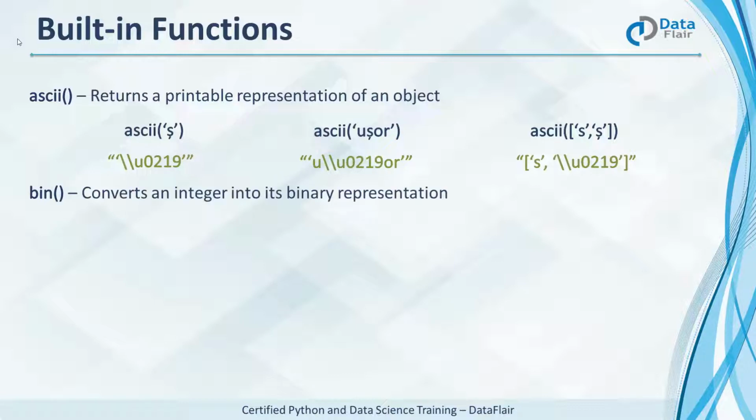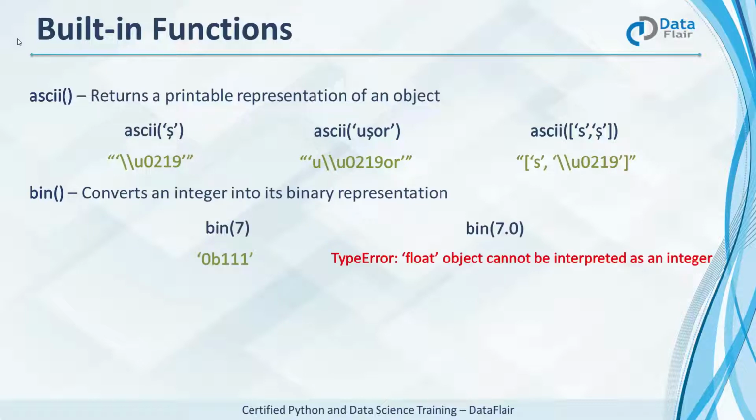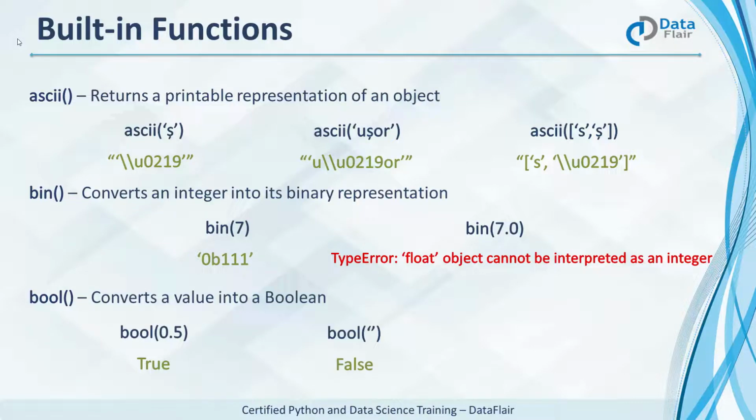Bin converts an integer into binary. Integers do convert to binary, but floats do not. Bool turns a value into Boolean. 0.5 is true, an empty string is false, and true is of course true.